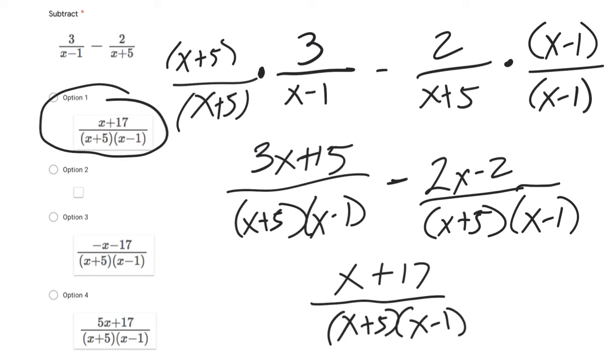But if we look at it, again, this x plus 17 came from 3x minus 2x, which was just positive x, and then 15 minus a negative 2, which was positive 17. Then I brought my denominators down. Once the denominators are common, I don't have to worry about them anymore. They just carry on through. I just got to worry about combining the numerators.